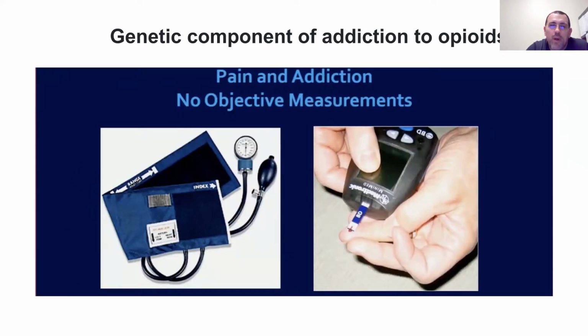What becomes difficult along the lines of a genetic component to addiction to opioids is that pain and addiction have no objective measurement. We can't simply take someone's blood pressure and get a number. We can't check someone's blood glucose and get a number for this. So we have to develop other methods of diagnosing individuals and feeling comfortable with other measures to assess them.